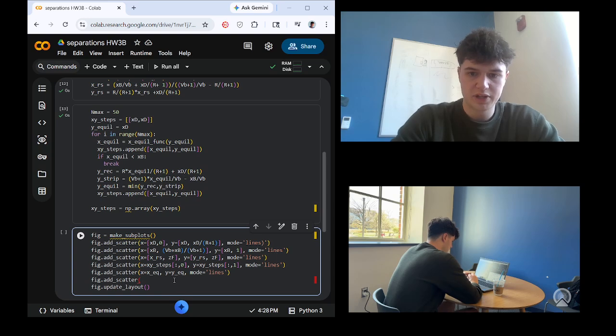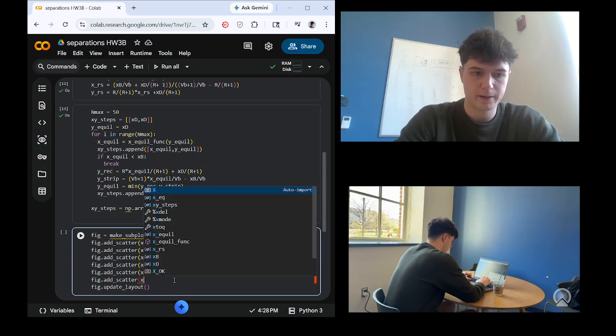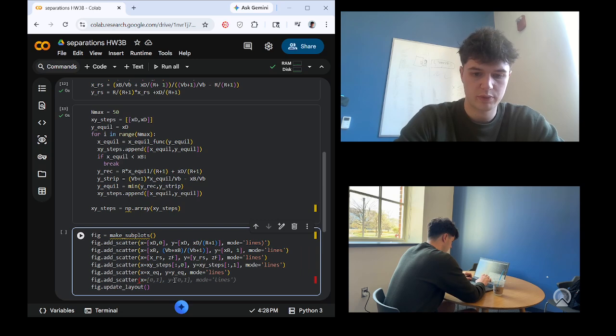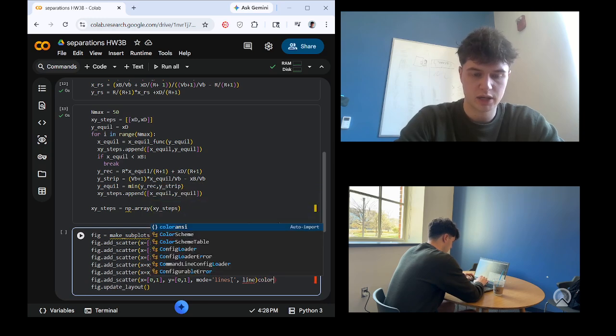And then the last portion is going to be our steps. And we want that to be 1, 0, and 1. Mode lines, that is what we want, but then we also want a portion of line underscore color.